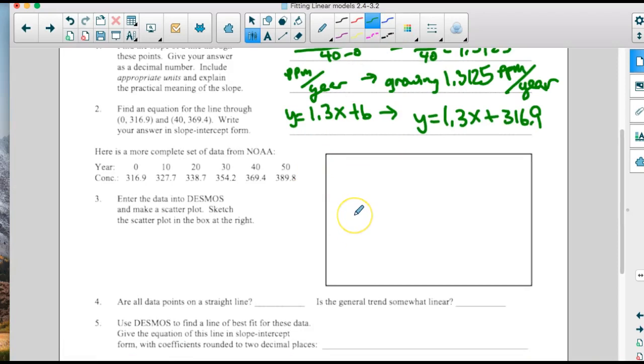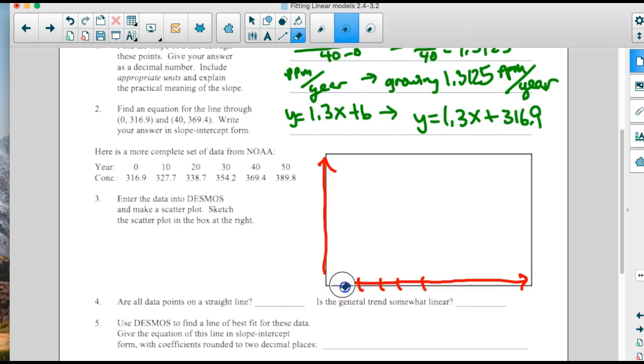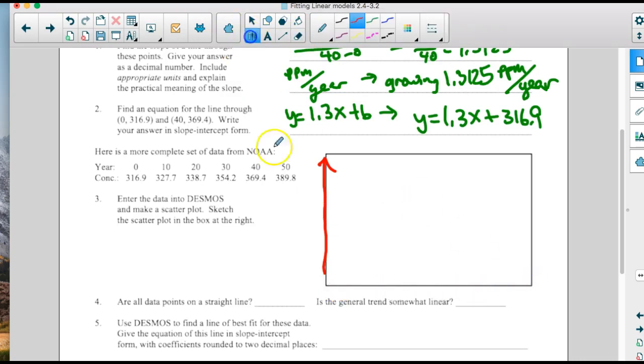Okay, so here's my sketch of this model. So here's my x, my y. Here's my x. I'm going to sketch it out here. 1, 2, 3, 4, 5. I'm going to give myself a little bit more room here. Okay, so we're going out 5 numbers. 1, 2, 3, 4, 5. We'll say this is 50.